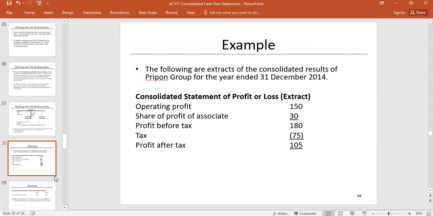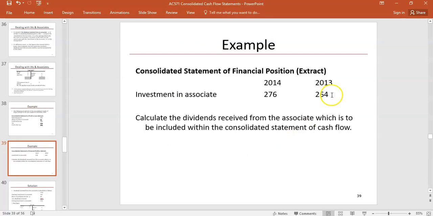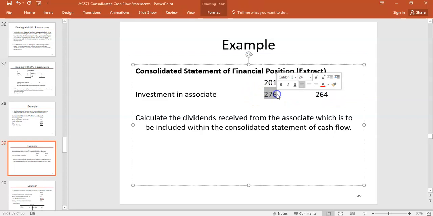So the share of profit from associate here is 30, which is non-cash. And you're told the opening associate is 264, the closing associate is 276. We're not told anything about the acquisition of new associates during the year or disposals. So there's only 2 possible things that can move this line item. So you're trying to solve the puzzle. How can I explain how it went from here to here? The financial statements you're given are always correct. There's never going to be draft financial statements for a statement of cash flows. You're just going to have to do the statement of cash flows out.